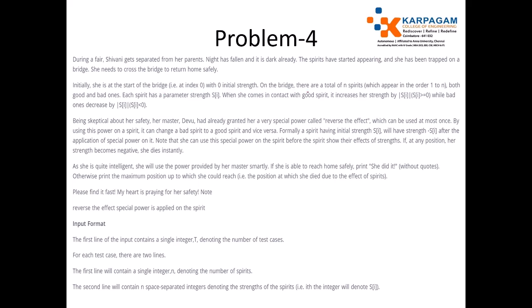On the bridge, there are a total of N spirits which appear in the order of 1 to N, both good and bad ones. Each spirit has a parameter strength S[i]. When she comes in contact with a good spirit, it increases her strength by S[i], okay, S[i] greater than or equal to 0, while a bad one decreases her strength by S[i], where S[i] is less than 0.